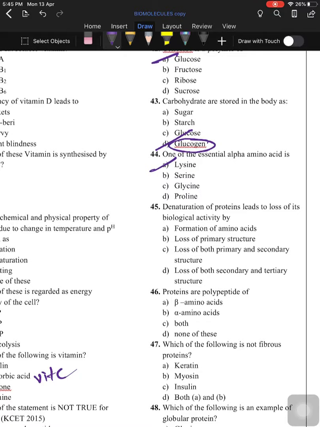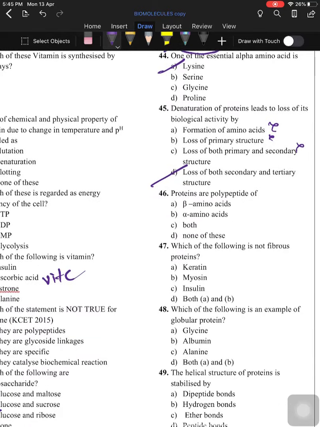45th one, denaturation of a protein leads to loss of its biological activity by dash. Here, I told there is a loss in secondary and tertiary structure, whereas primary structure is not altered. Therefore, formation of amino acids is wrong. Loss of primary structure is completely wrong. Loss of both primary and secondary is also completely wrong, whereas the loss of both secondary and tertiary structures, with primary structure retained, is supposed to be called denaturation.